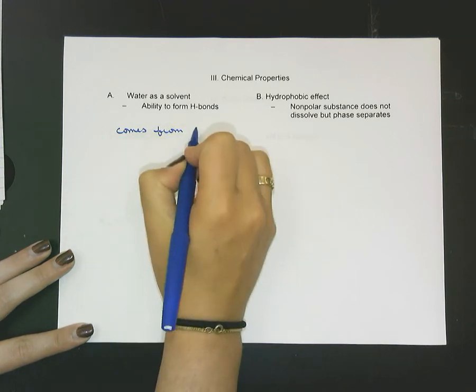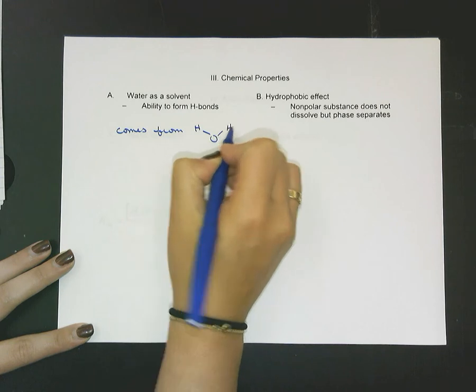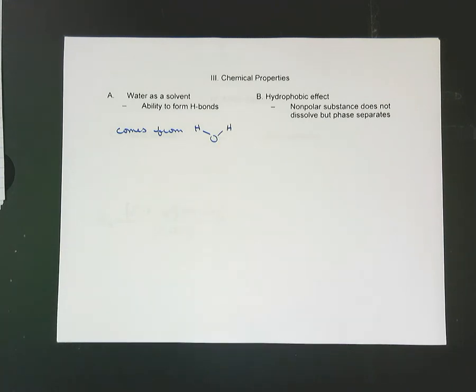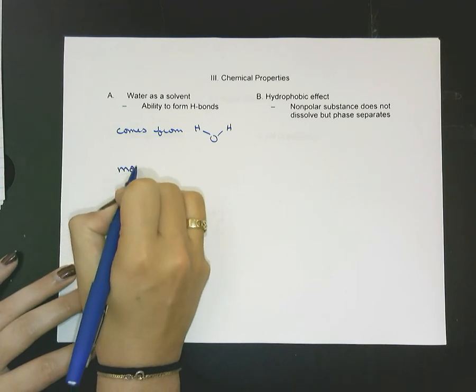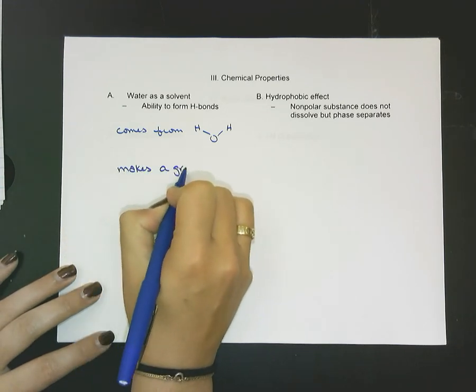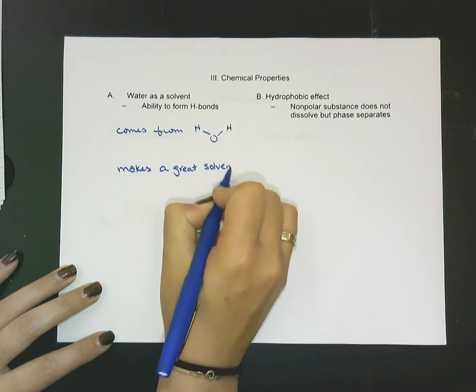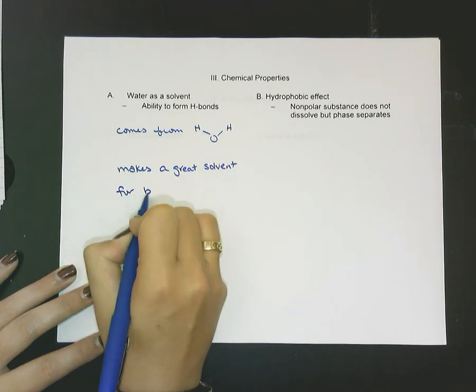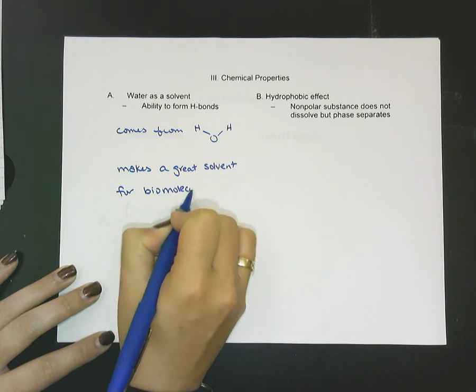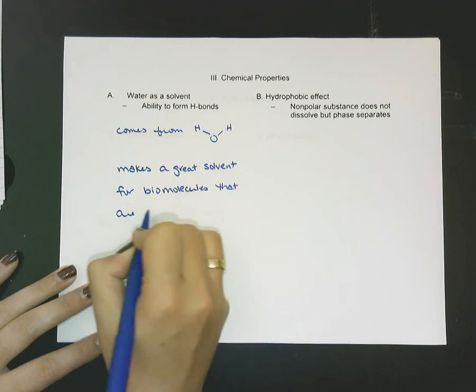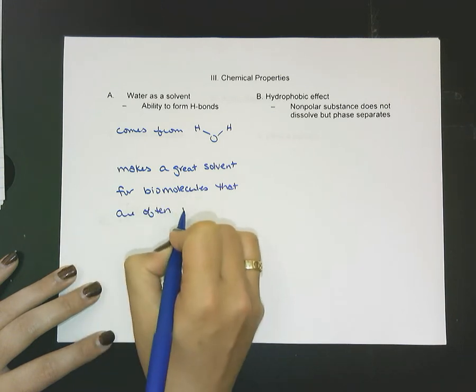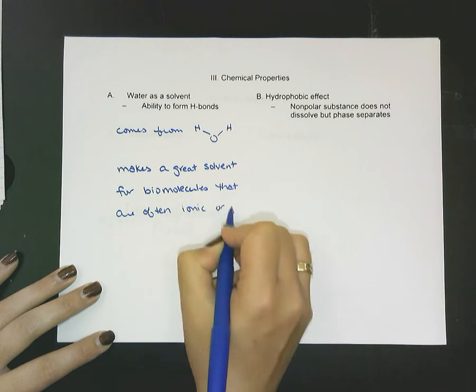This comes from the fact that it is just this combination of molecules. It's just an oxygen and hydrogen, both of which are able to form hydrogen bonds. And so together they can form a lot of hydrogen bonds, which makes it a great solvent for biomolecules that are often ionic or polar.